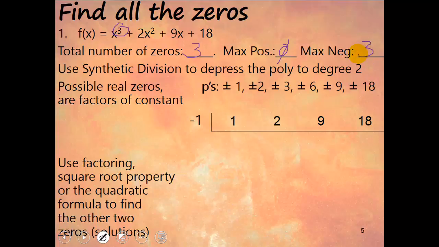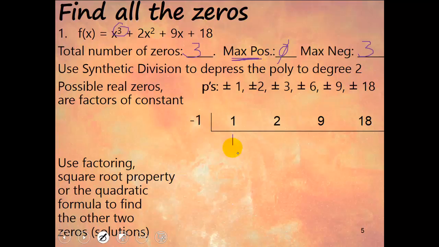Now I'm going to use synthetic division to depress the polynomial to a degree 2. I only need to find 1 root. I'm only going to need to do 1 synthetic division that is successful with a remainder of 0, and it gets me to a degree 2, and then I can use other techniques. All right, so I'm going to try negative 1. I'm not going to try any of the positives because I know that I can't have any. The maximum number of positive roots is none.